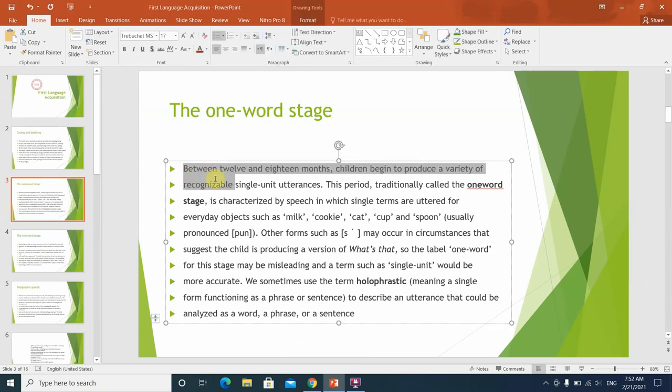The child, you see, between 12 and 18 months, so look, a range from 12 to 18, six months difference. That's why we said they are different from one child to another. Between 12 and 18 months, children begin to produce a variety of recognizable single unit utterances. This period traditionally is called the one word stage. The one word stage is characterized by speech in which single terms are uttered for everyday objects such as milk, cookie, cat, cup, and so on.